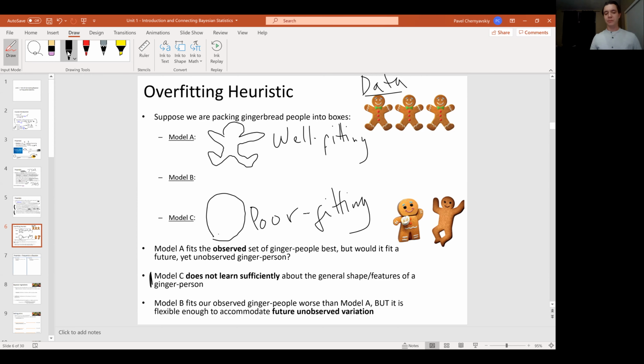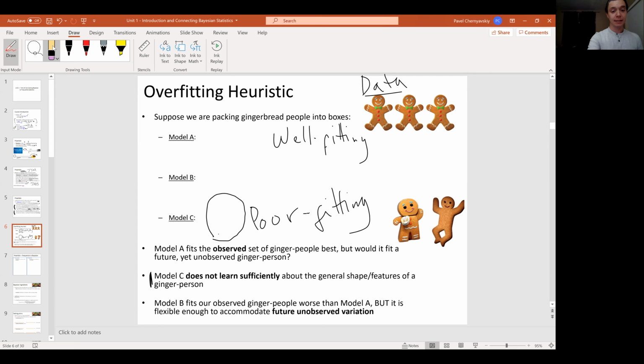It gets the job done. It picks out the broad features of a roughly elliptical cookie, but boy, it fits a lot worse than A. So something in between is clearly best.